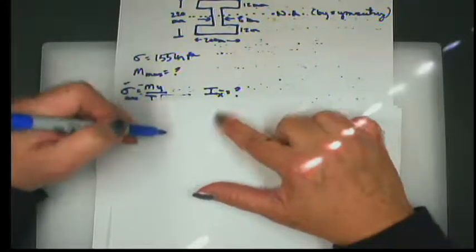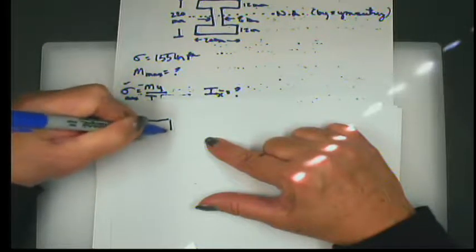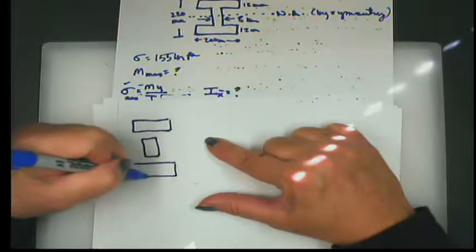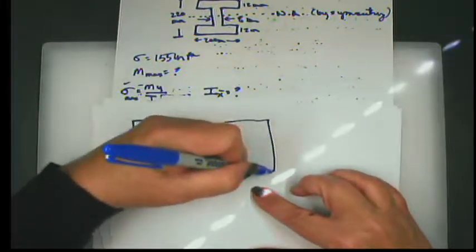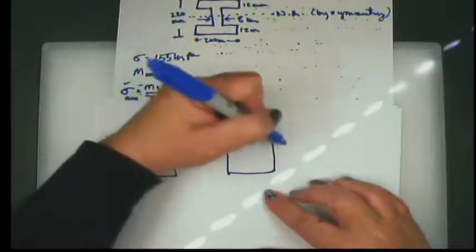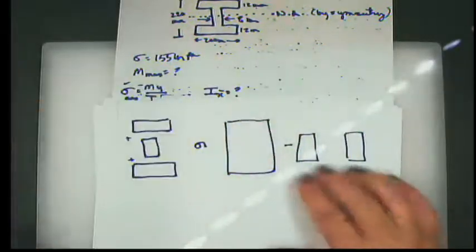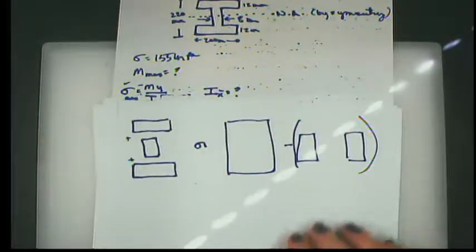Okay, there we go. All right, so what is my I x bar? Well, the answer is I have to look at this. I can look at it in two different ways. I can look at it as the top part, the middle part, and the bottom part. Or I can look at it as the entire thing, a rectangle, in that whole thing. So I can look at this plus this plus this, or this minus two cutouts on the side. It does not matter which way I look at it. It just depends on what is easier for you to see.